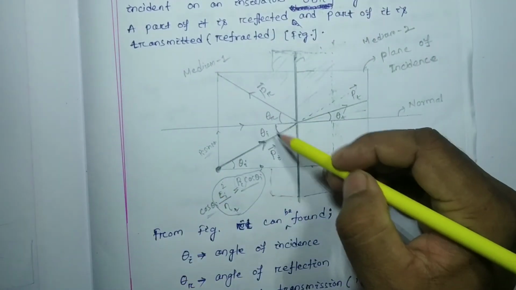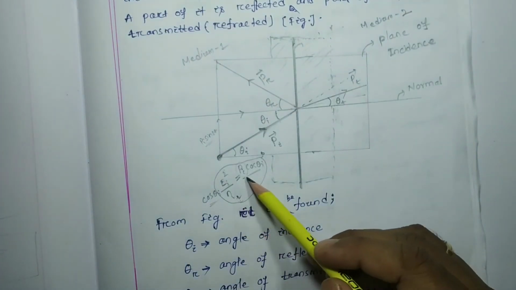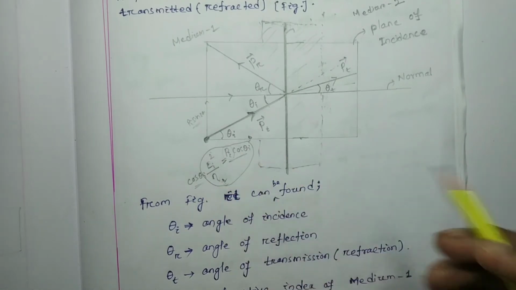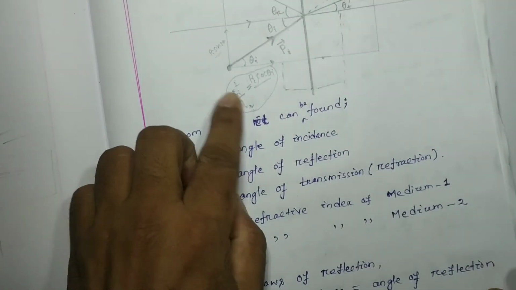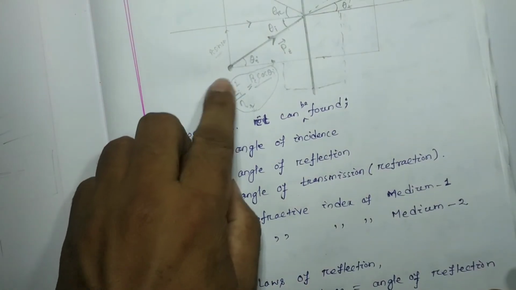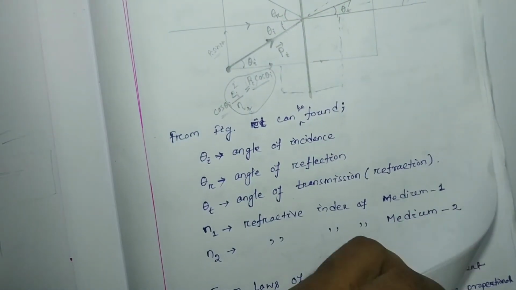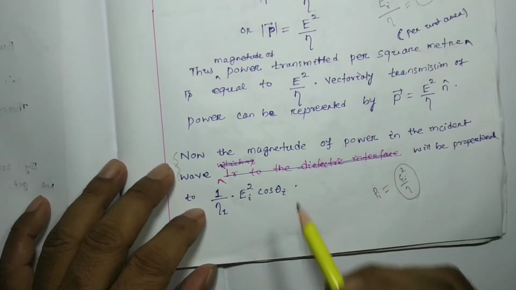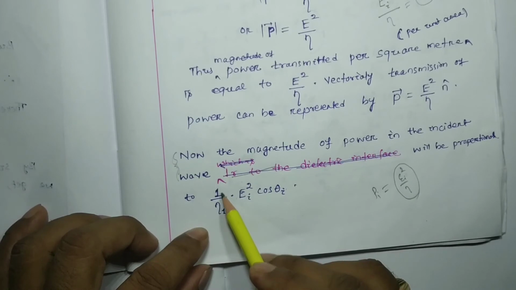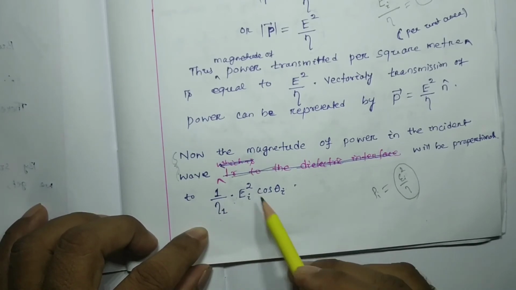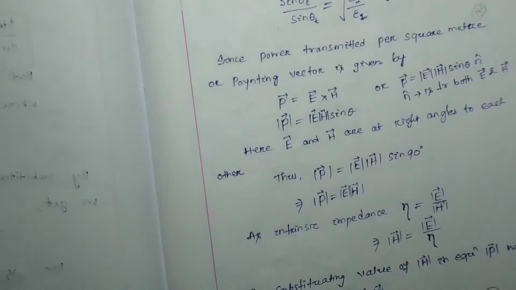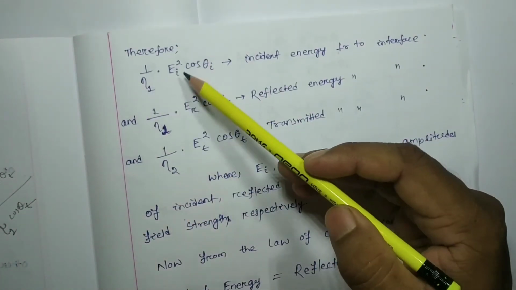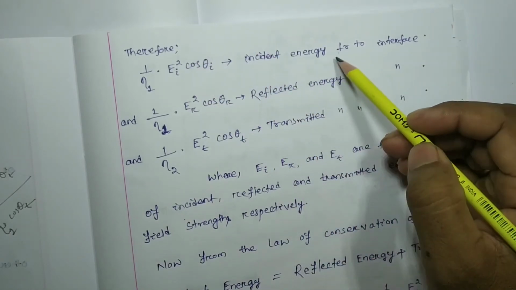So as theta changes, this value Pi cos theta I, or Ei square by eta 1 cos theta I, is going to change. So on the basis of the cos theta I value, this whole value is going to change. Only for that we have written it over here. Now the magnitude of power in the incident wave will be proportional to 1 by eta 1 into Ei square into cos theta I, right? Therefore this 1 by eta 1 Ei square cos theta I is the incident energy.